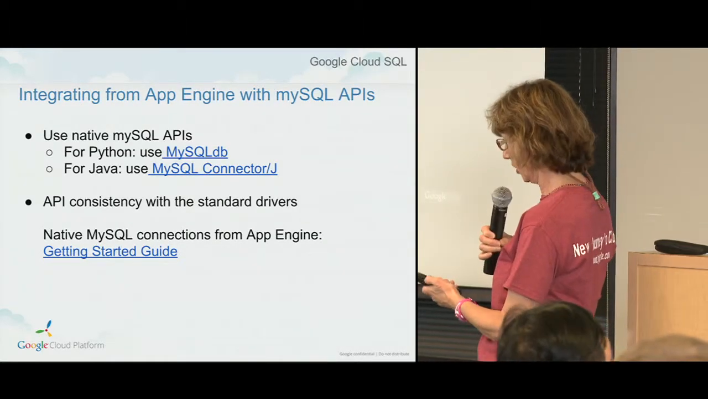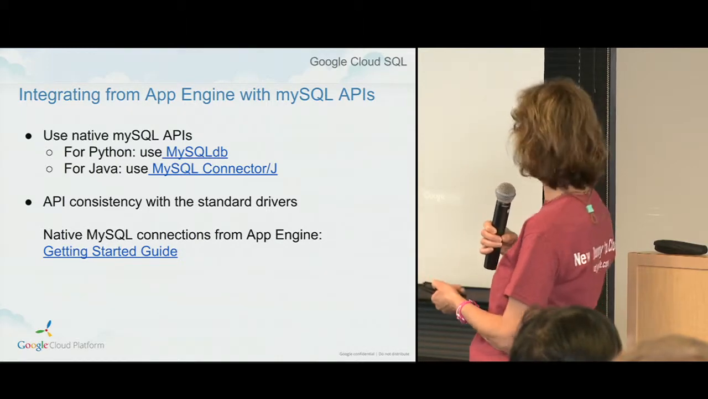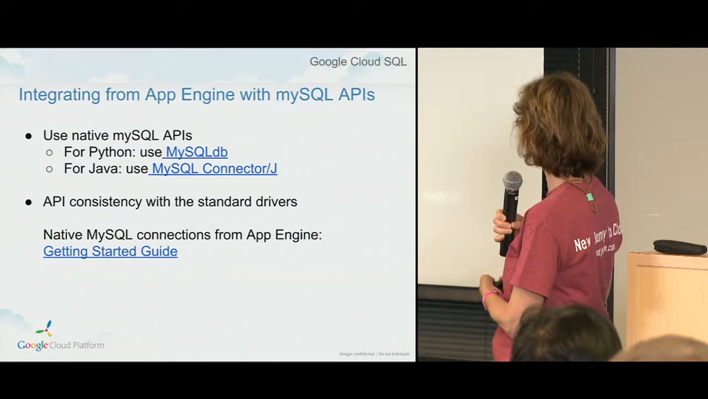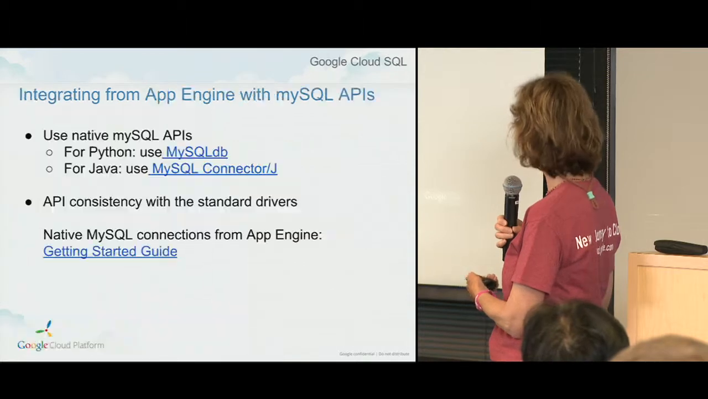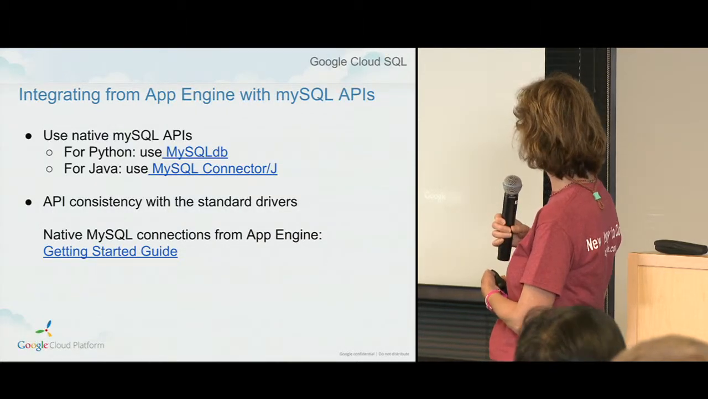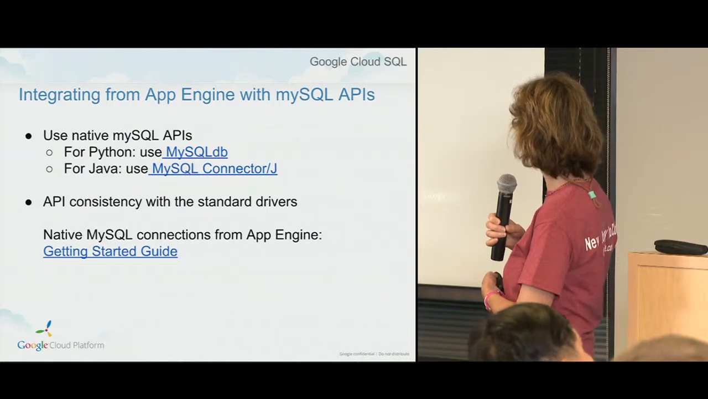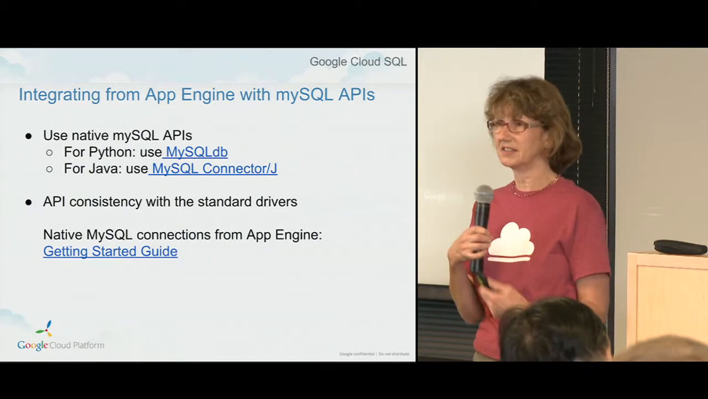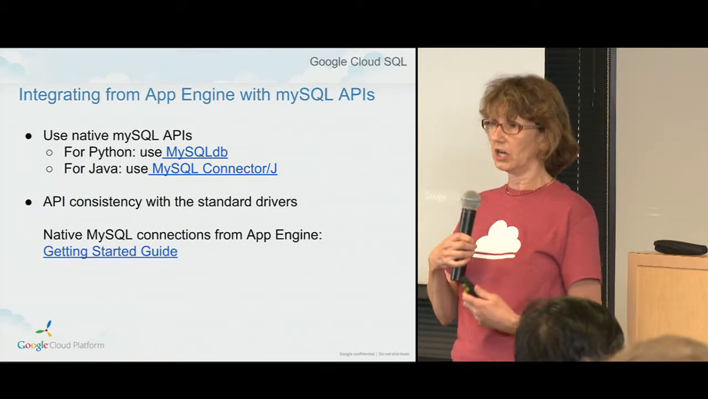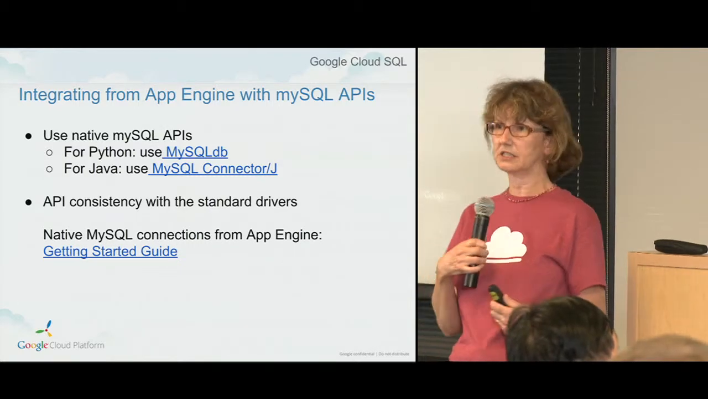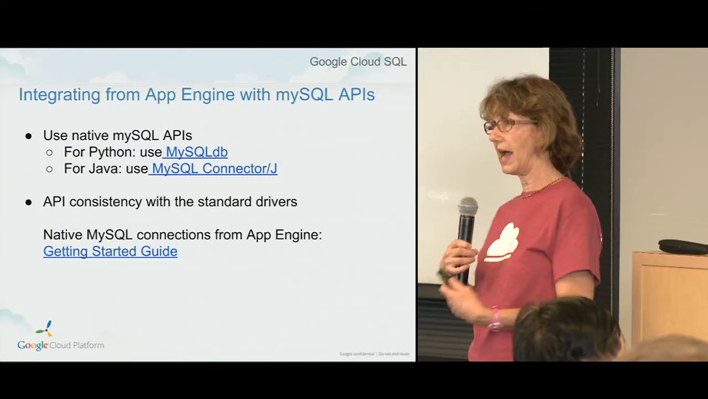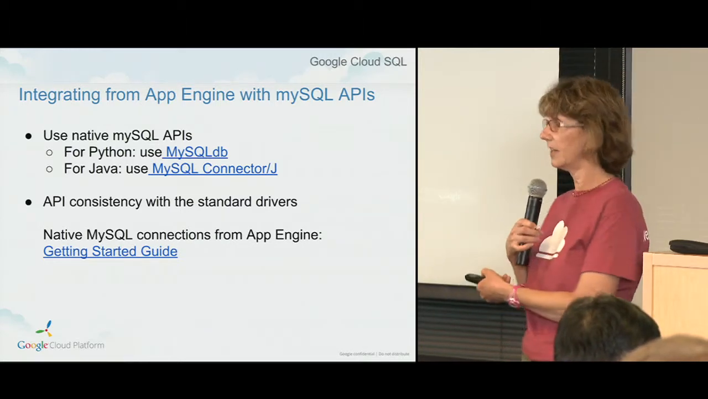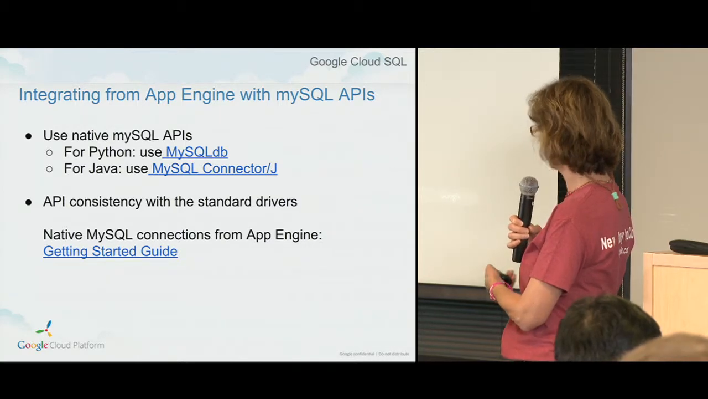Okay, so you can also use MySQL APIs to connect to Google Cloud SQL. This is just how we do it. Whoops, sorry, I keep pressing the wrong thing. You use MySQLdb for Python or MySQL Connector/J for Java. We're trying to be as consistent as possible with standard drivers. So a lot of the changes that we're making in Google Cloud SQL are to make us more standard and move away from anything that's not standard. There are links in the slides. You'll find these links quite useful, I think. The Getting Started guide.